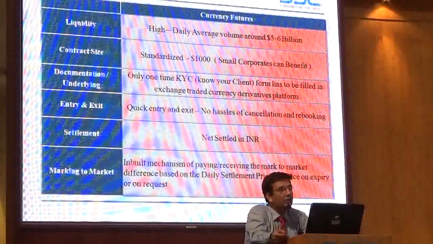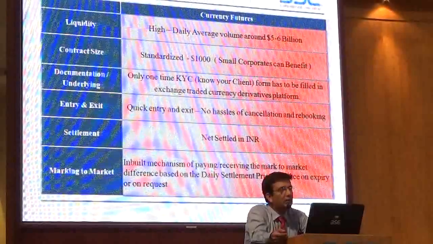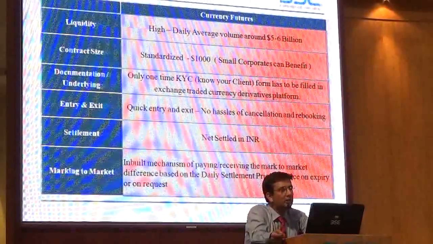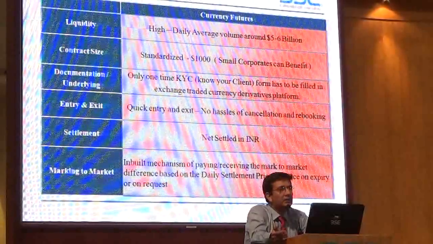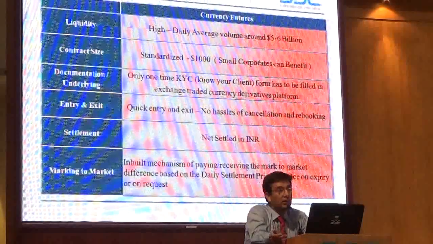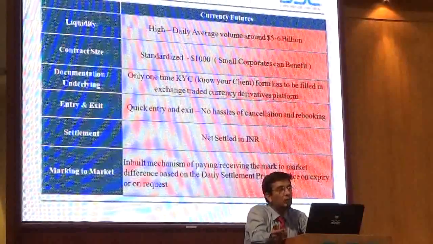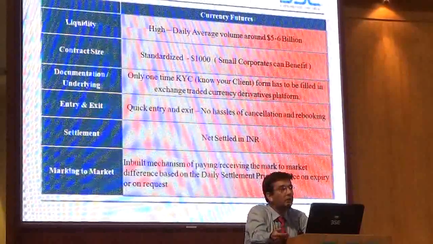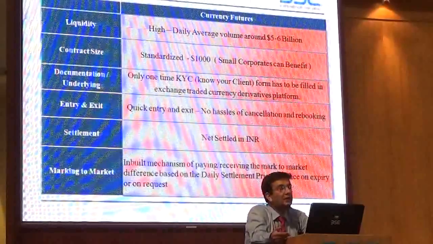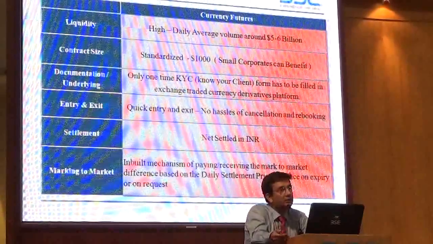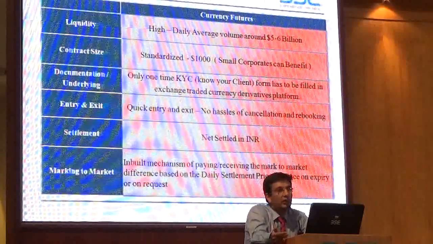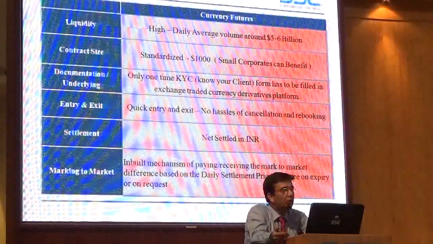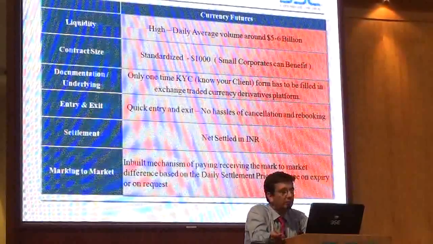One of the biggest benefits of the exchange traded market vis-a-vis the OTC market is the documentation and underlying. As far as the corporate client is concerned, they just need to do a one-time KYC. They don't need to produce underlying documents every time they trade on the exchange. On the OTC market, whenever they book a forward contract, they need to produce underlying documents.